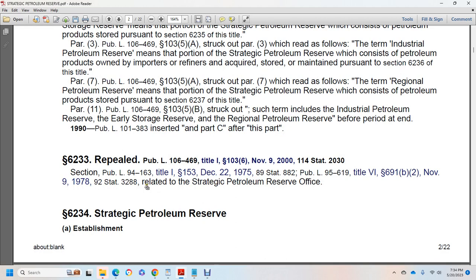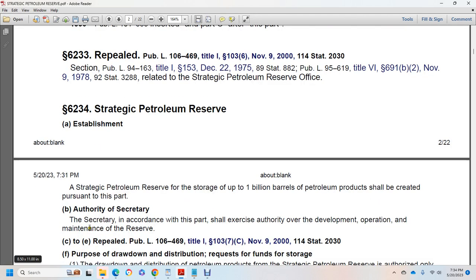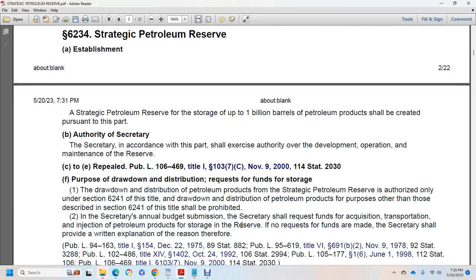Alright, Section 6233, repealed. Section 6234, Strategic Petroleum Reserve establishment. (a) A Strategic Petroleum Reserve for the storage of up to 1 billion barrels of petroleum products was created pursuant to this part. (b) Authority of the Secretary. The Secretary, in accordance with this part, shall exercise authority over the development, operation, and maintenance of the reserve. (c) to (e) Repealed. Public Law 106-469, Title I, section 103(7), November 9, 2000, 114 Statute 2030.